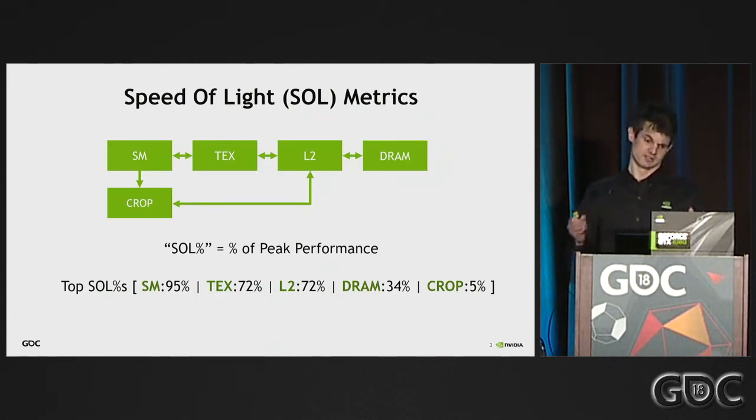In this particular case, I picked up an SSAO pixel shader that is running at 95% of the maximum throughput of the SM unit. And after this primary limiter come the TEX and L2 units, which are 72% saturated. So that view, a single line here, tells me this workload is primarily limited by the SM throughput and then secondarily by the TEX and L2 throughputs.